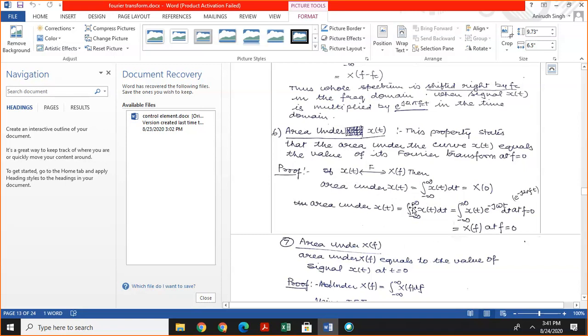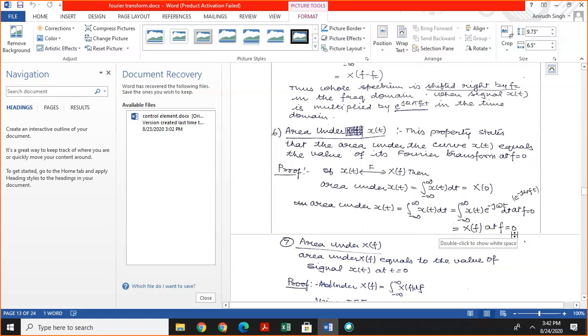Clear? And this is the area of x of t. In this expression, if we multiply by exponential minus j omega t, or minus j 2 pi f t, at f equal to 0, this exponential term is exponential 0, and the value of exponential 0 is 1. So we can easily multiply it by this expression, and this is the formula of x of f at f equal to 0.